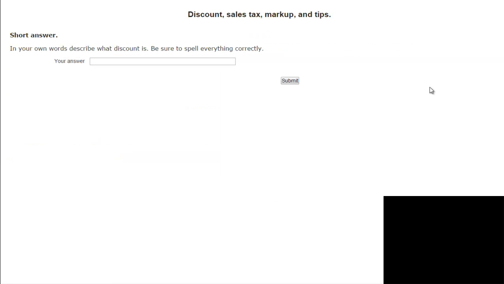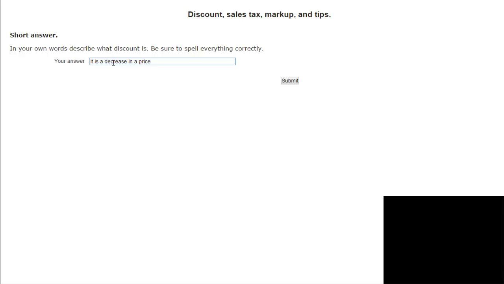The first question the student sees is the short answer. And the question is, in your own words, describe what discount is, and be sure to spell everything correctly. So if a student watches the video and learns about what discount is, they can simply type that discount is a decrease in a price. And that's what they have to type in. It is a decrease in a price.